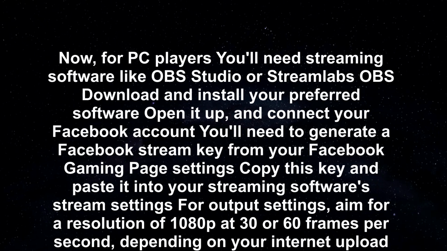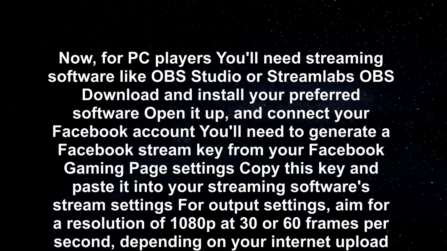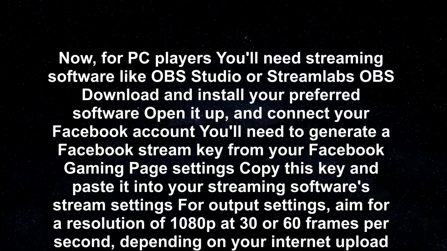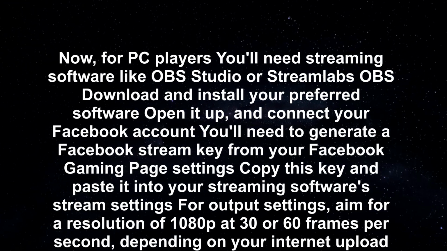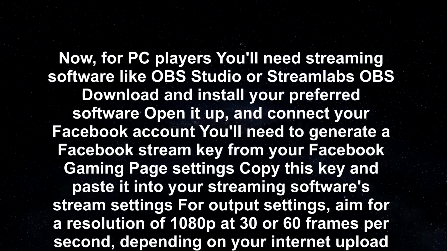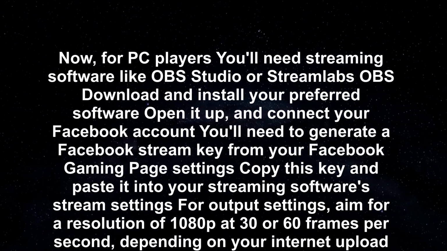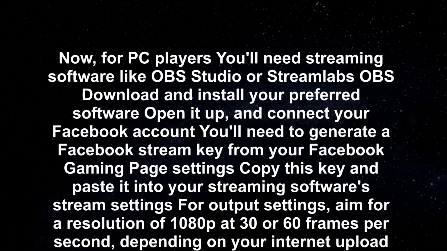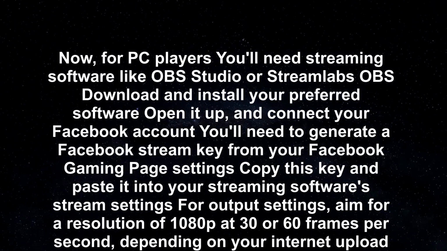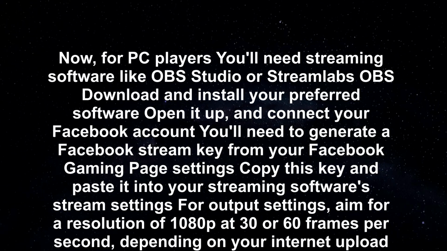Now, for PC players, you'll need streaming software like OBS Studio or Streamlabs OBS. Download and install your preferred software, open it up, and connect your Facebook account. You'll need to generate a Facebook stream key from your Facebook Gaming page settings. Copy this key and paste it into your streaming software's stream settings.